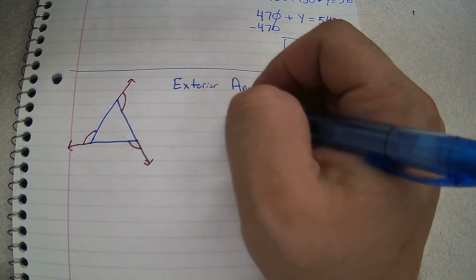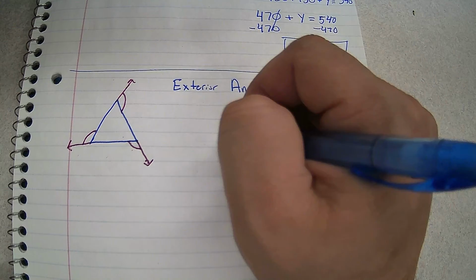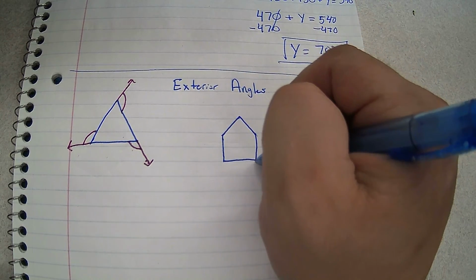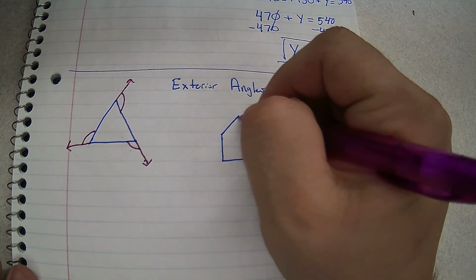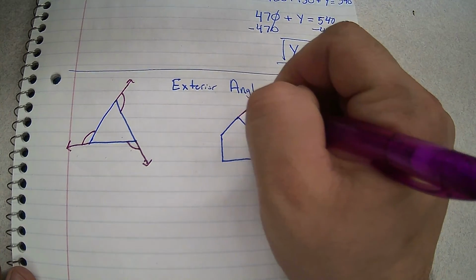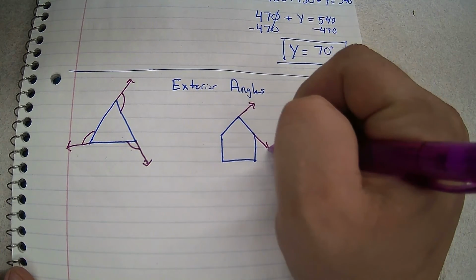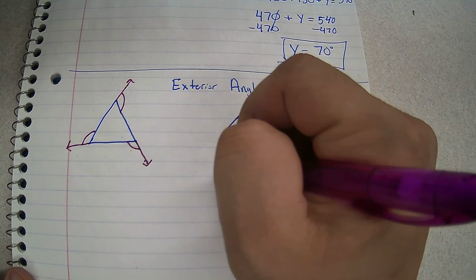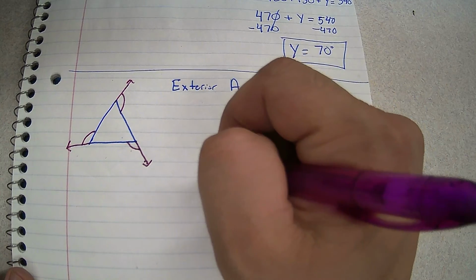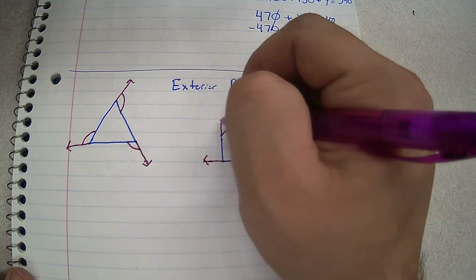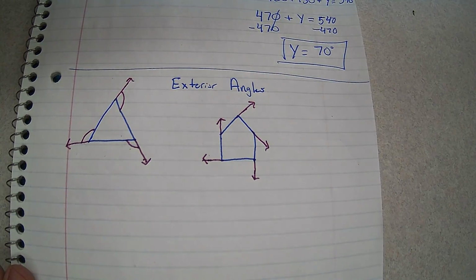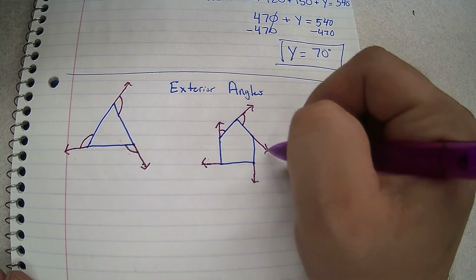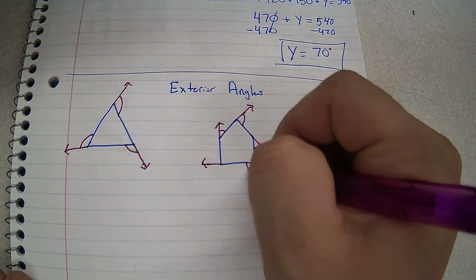We could do any shape. We'll do a pentagon, like a house. And if we extend each of these, I like to go in a clockwise or counterclockwise manner as I do this. I make sure all of my sides are extended, and then that creates our exterior angles.